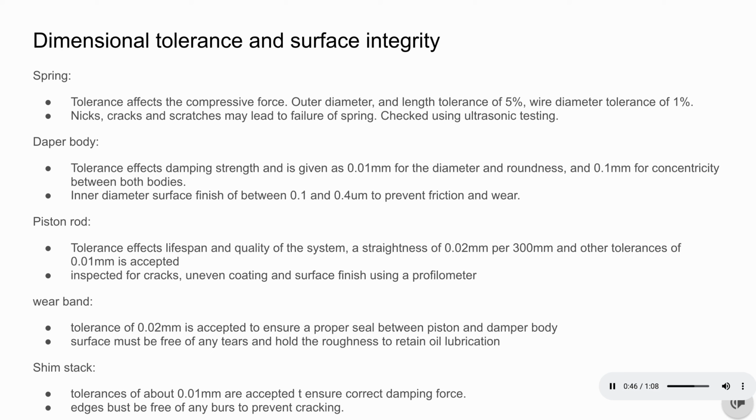For the wear band, a tolerance of 0.02 millimeters is accepted to ensure a proper seal between the piston and the damper body. The surface must be free of any tears and must retain the correct roughness. The shim stack has a tolerance of about 0.01 millimeters to ensure it has the correct damping force. The edges must be free of any burrs to prevent cracking.